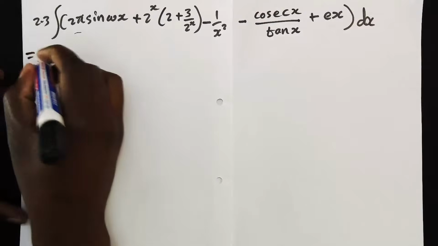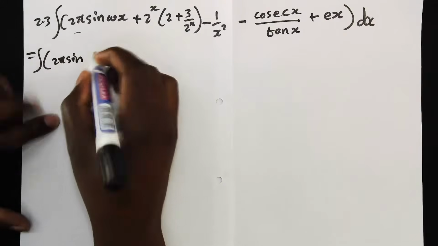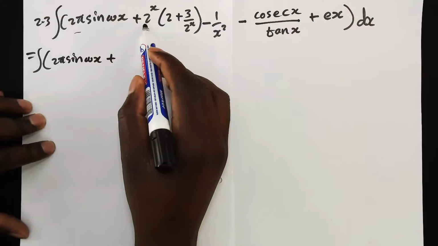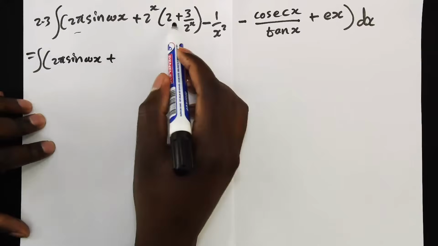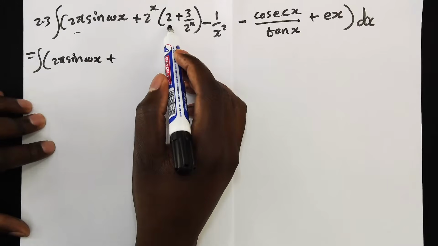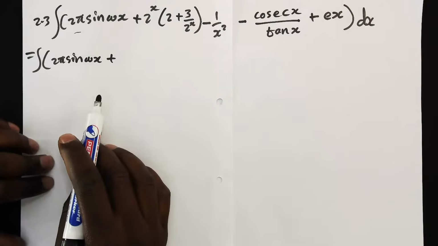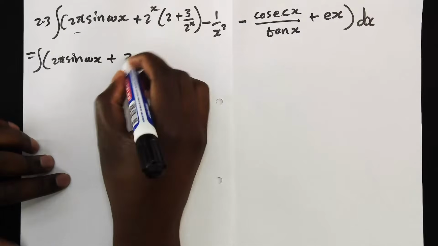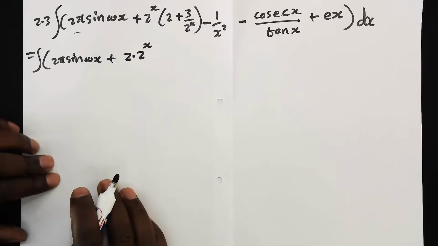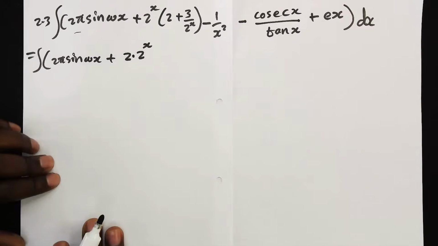So we simplify the integral into 2 pi sine wx plus 2 times 2 to the power of x. If you want, you can add the exponents, or you can leave it as 2 times 2 to the power of x, because you just treat the 2 as a constant and this as a function.